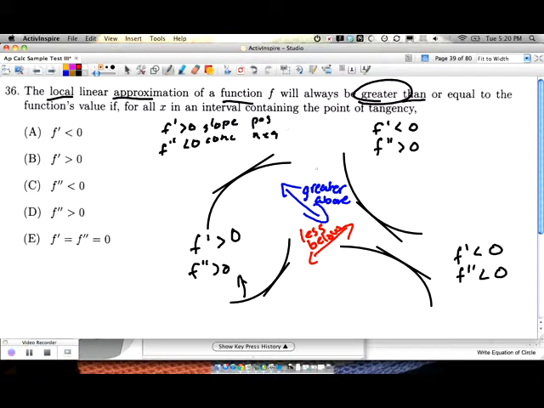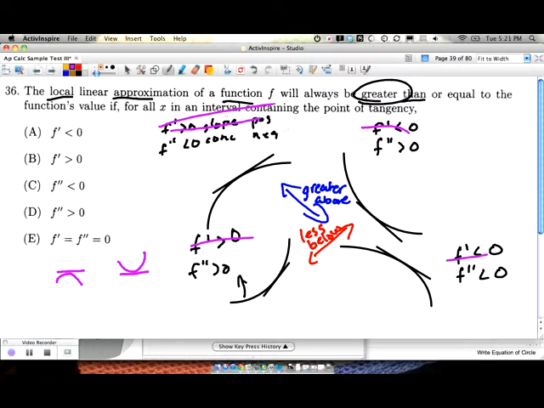Let's see what these things have in common. This one has a positive slope, this one has a negative slope, so that's definitely not in common. Those things are different. But they're both concave up. That's kind of the consistency with the second one. These are both concave down, and these other ones are both concave up. In other words, if you're concave up, your tangent line is always going to be below, and if you're concave down, your tangent line is always going to be above. Because that's what a local linear approximation is.